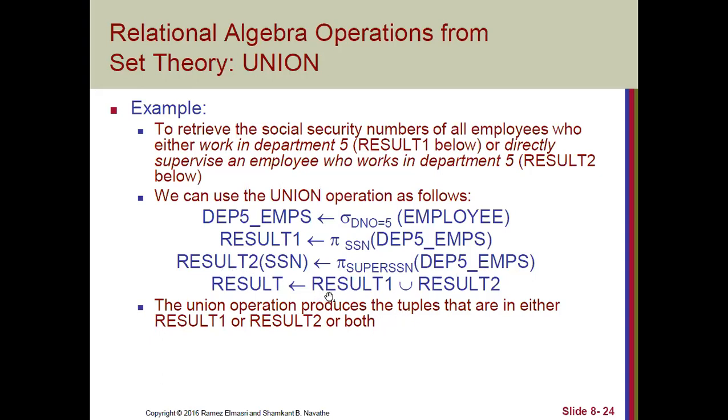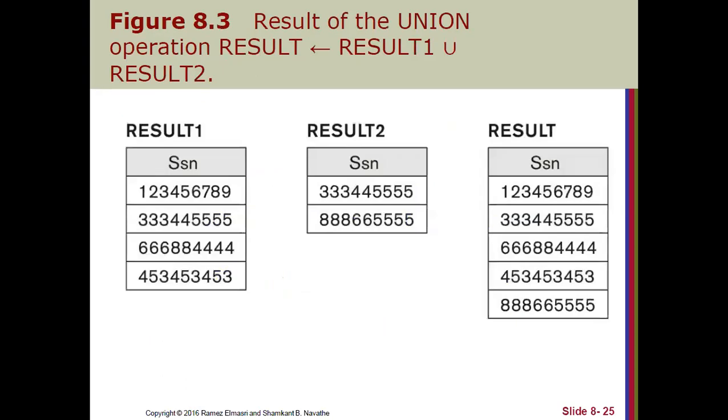And what you want to do, because you need both the employees in that query, you can take the union. So you have retrieved the employees in two separate conditions, and then you take the union. This will give you all those employees who either work in department number 5 or are directly supervised by an employee who works in department number 5. So that is again an example of a union.